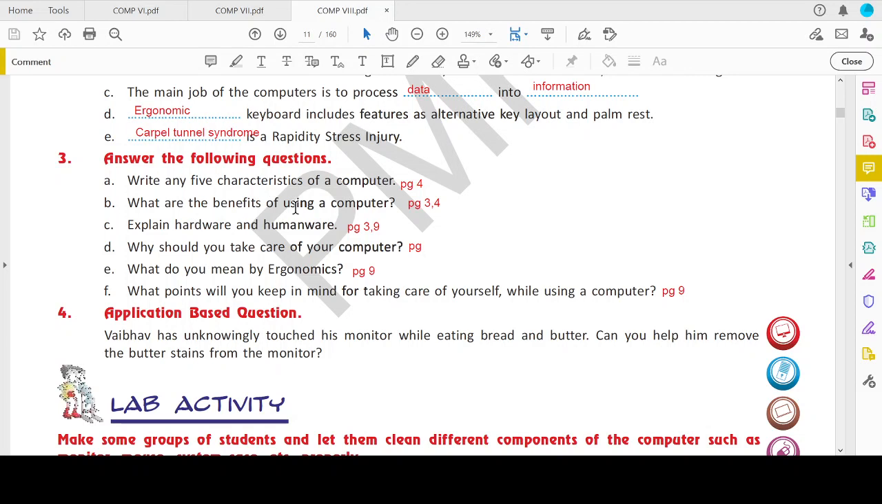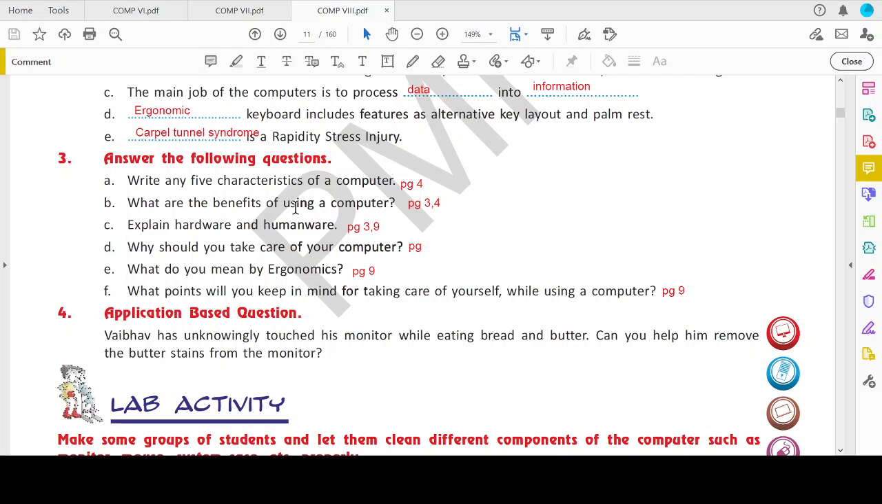You can send an email within seconds, but you have to wait for 2 or 3 days or maybe a week to send a postal message. So all these things are known to you. You just keep this in mind while writing the answer. So these are the benefits of using a computer.